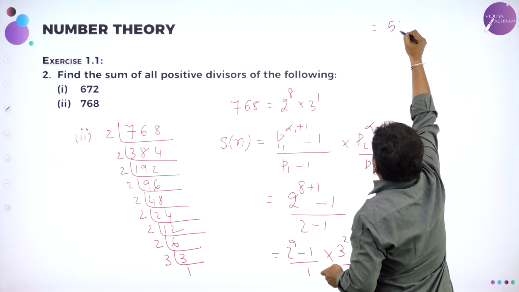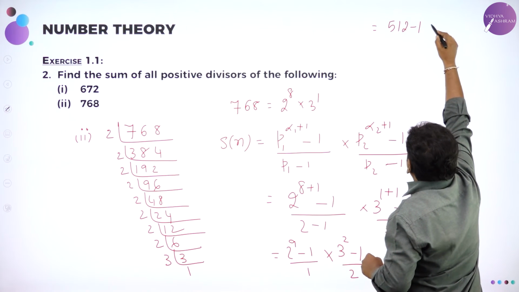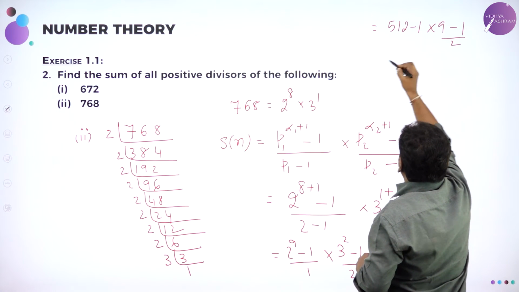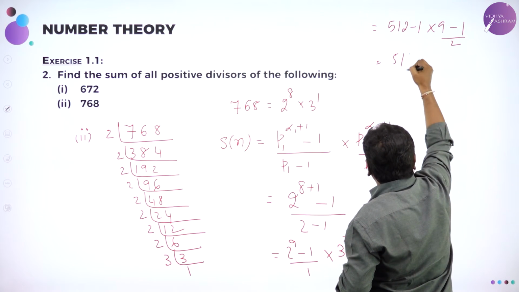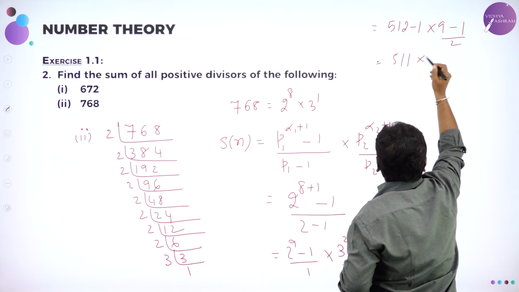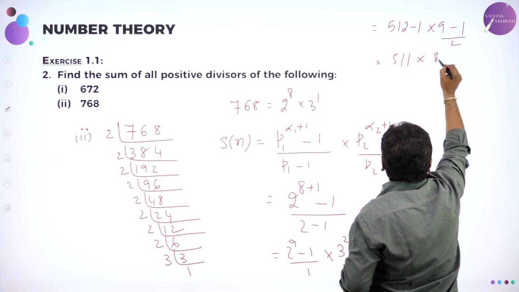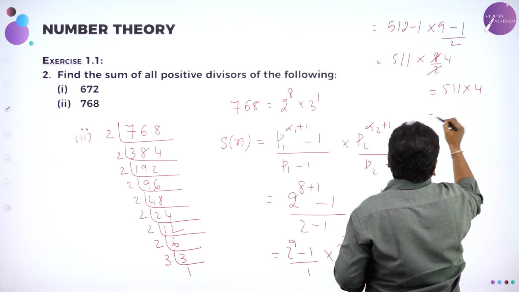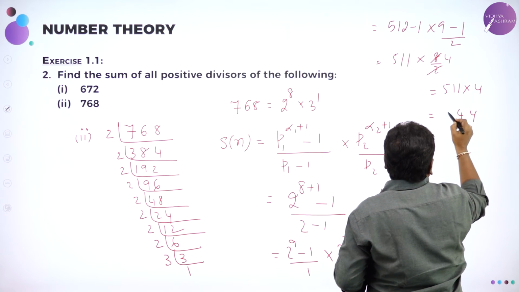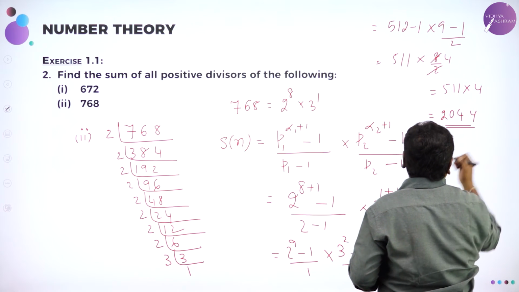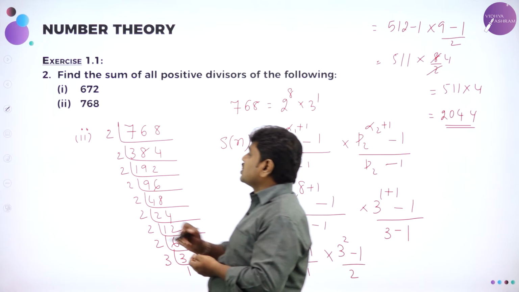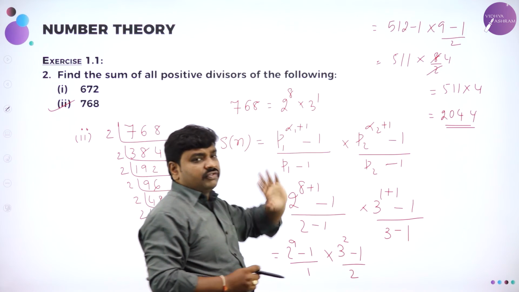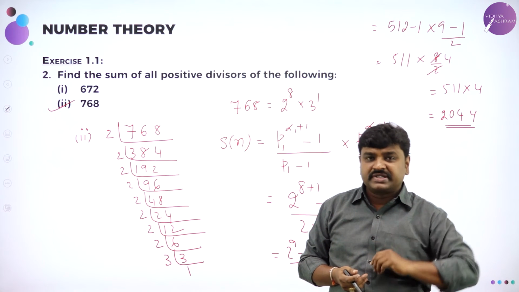512 minus 1 divided by 1, you can leave it. 3 square is 9 minus 1 divided by 2. So simplify this. This will become 511 into 9 minus 1 is 8. 8 by 2 is what? 4. So 511 into 4. Multiply this. 4 1s are 4, 4 1s are 4, 4 5s are 20. 2044. 2044 is the sum of all positive divisors. What is the sum of all positive divisors? 2044. I hope all of you understood this.